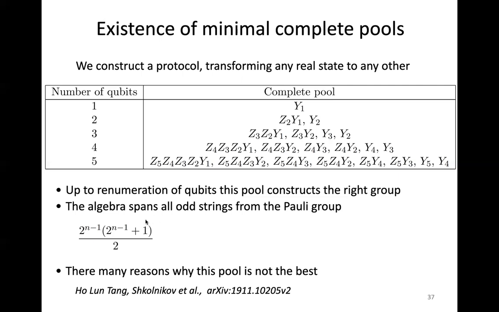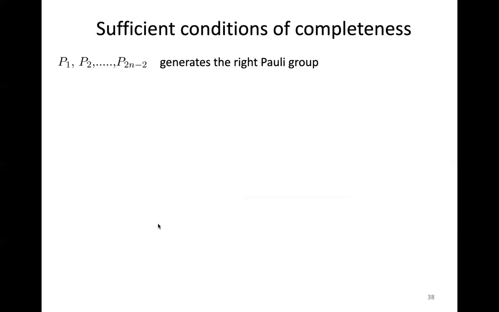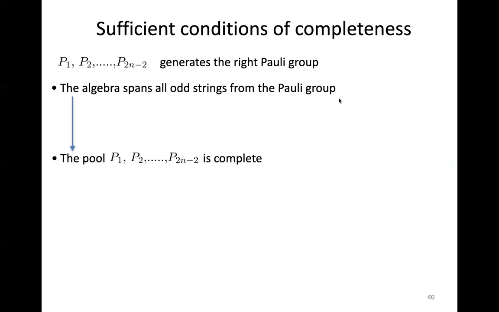And the fact that the algebra spans all odd strings from the Pauli group actually gives us the first sufficient condition of completeness. So if we assume that the strings generate the right Pauli group, and the algebra also spans all odd strings from this group, then we are sure that our pool is complete. So in some sense, by just computing the algebra and comparing its strings to the odd strings of the Pauli group, we can already say, okay, our pool is complete.